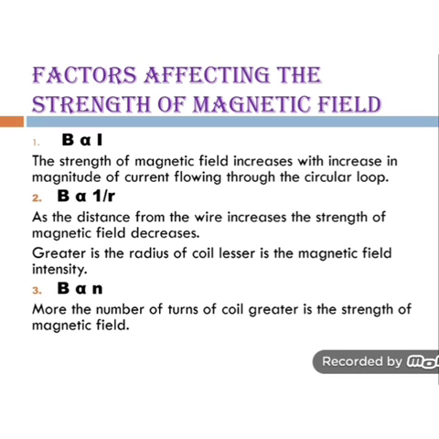Second, B is inversely proportional to R. Here R signifies the distance of the observation point from the wire of the coil, or the radius of the coil. As the distance from the wire increases, the strength of the magnetic field decreases. That is, the density of the magnetic field lines will be more near the coil, and as we move away from the coil, the magnetic field intensity decreases.